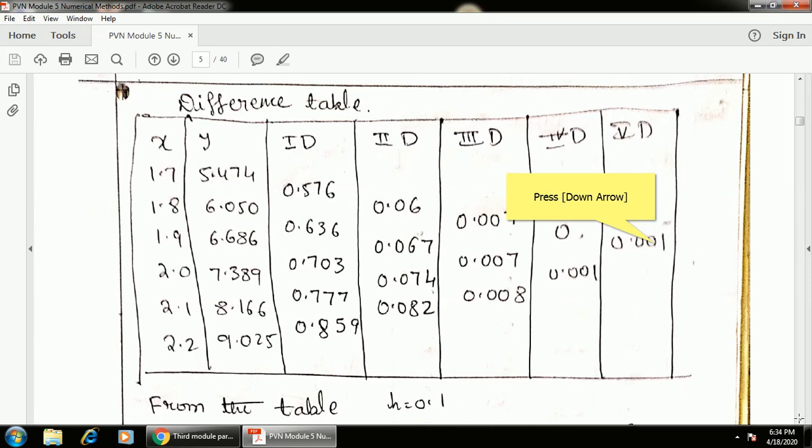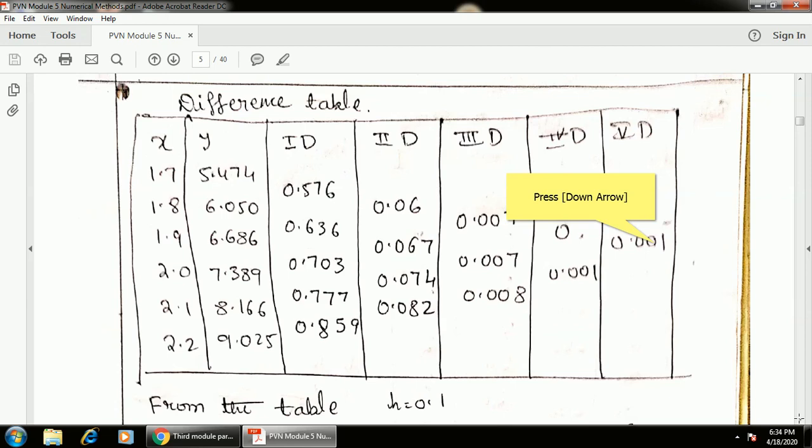First order differences: 6.050 minus 5.474 is 0.576. I have written that value in between these two values, the difference of these two in between those two. 6.686 minus 6.050 is 0.636. 7.389 minus 6.686 is 0.703. 8.166 minus 7.389 is 0.777. 9.025 minus 8.166 is 0.859. Second order differences are 0.636 minus 0.576 is 0.06, and 0.703 minus 0.636 is 0.067.